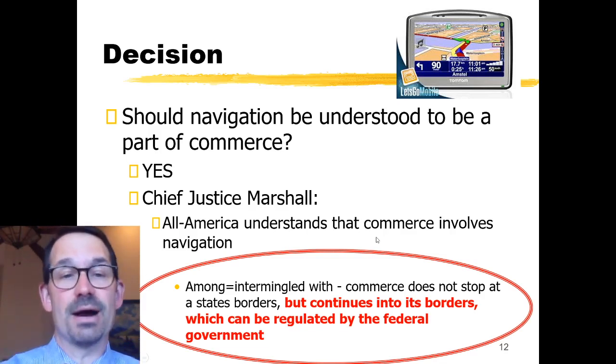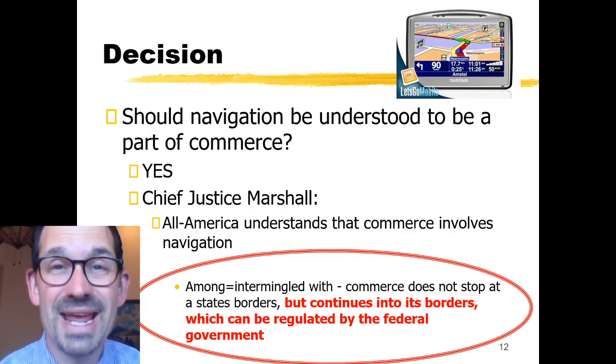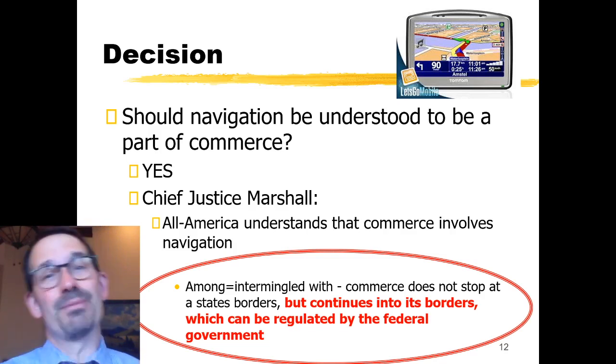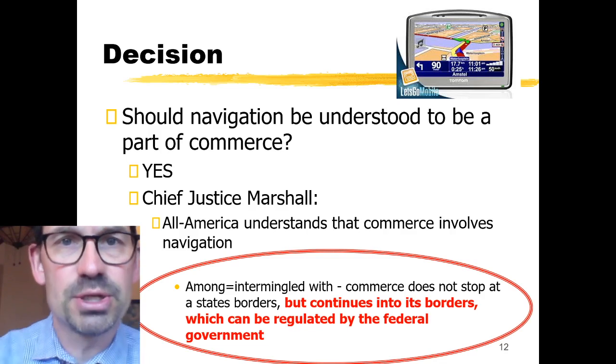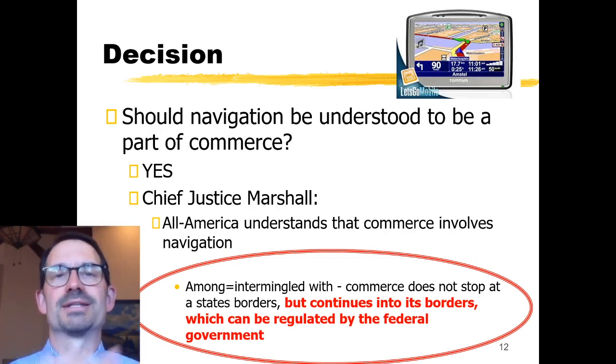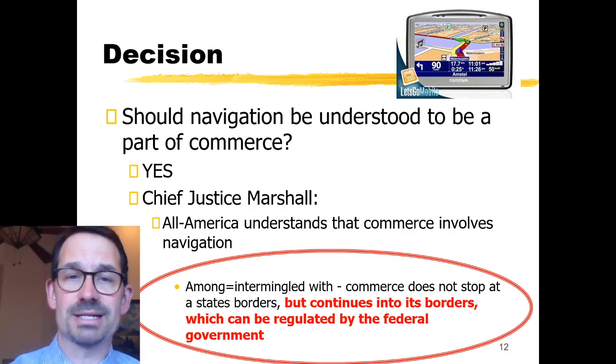And what he says down here in the big red circle, hopefully you're seeing this, right? Among means intermingled with, which means between. So as soon as that commerce crosses that state line, national government assumes control of that commerce. States don't have the power anymore, all right? So that's a big deal here.